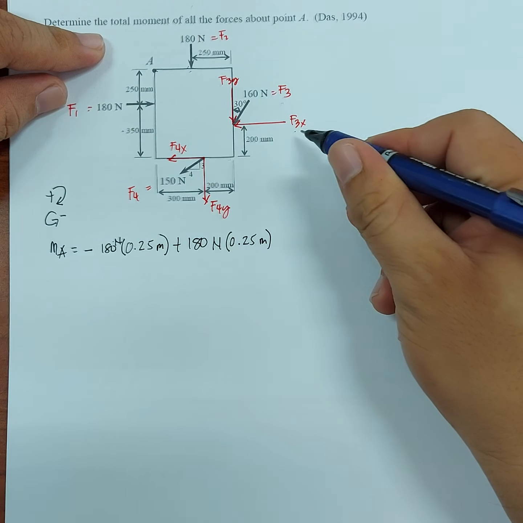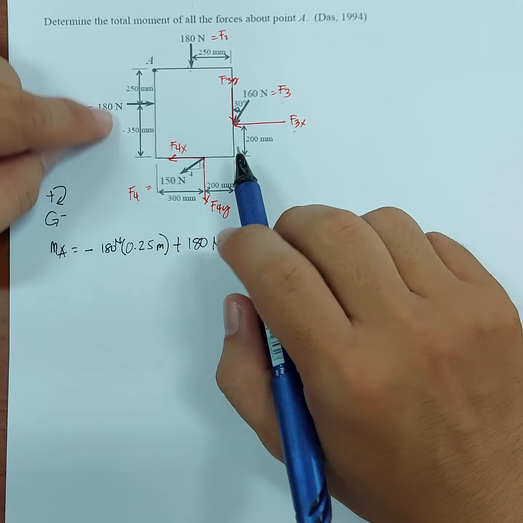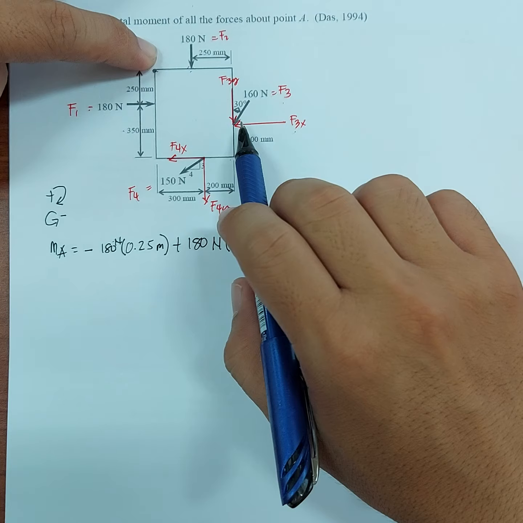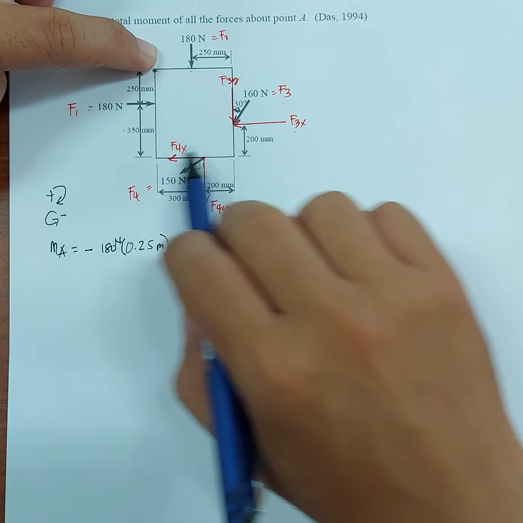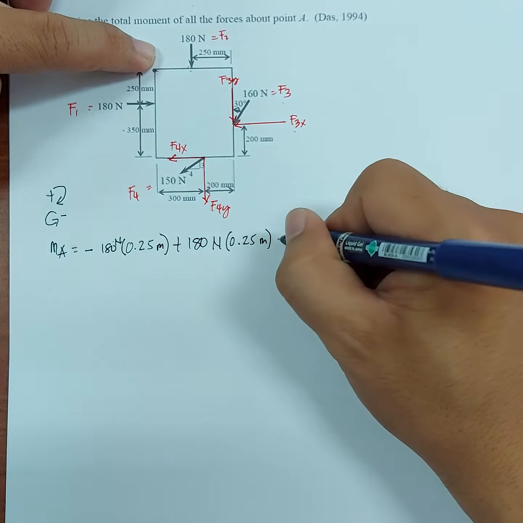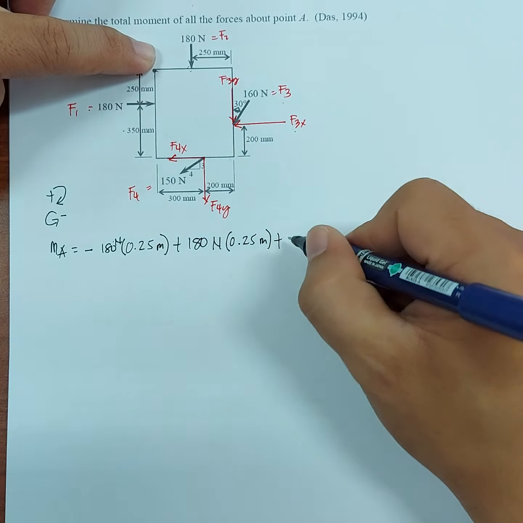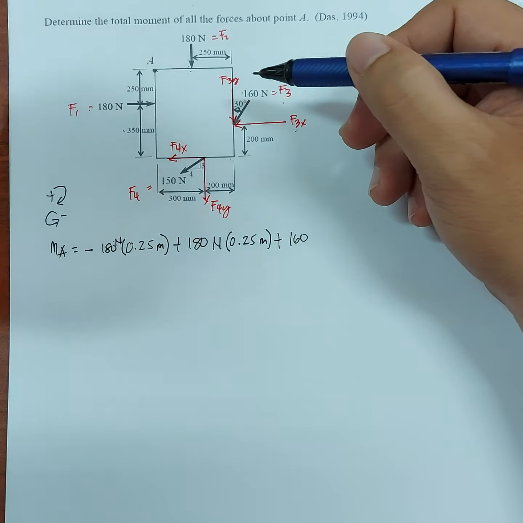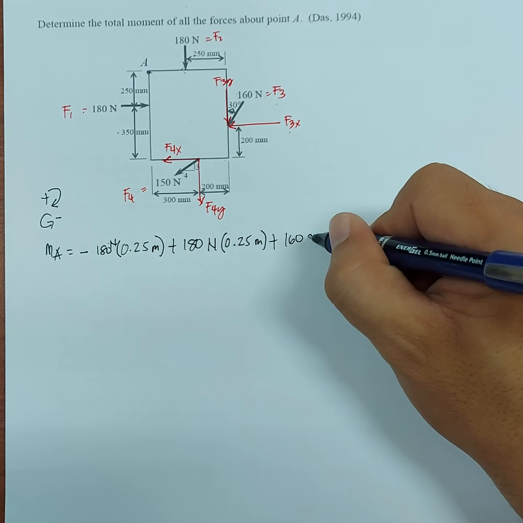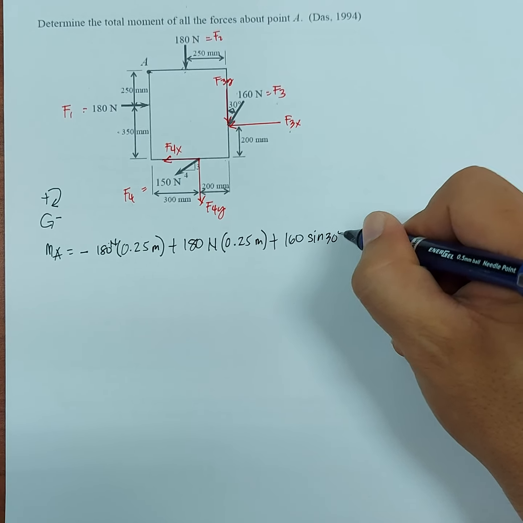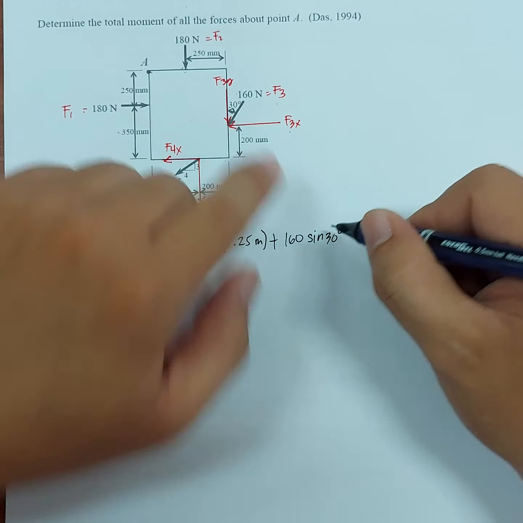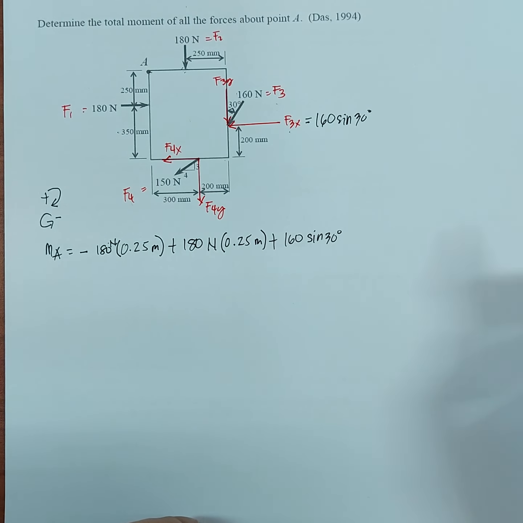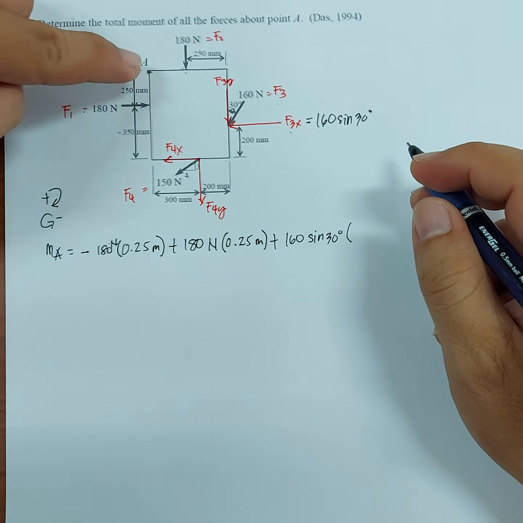So, let's start with F3x. F3x, ito yung point A, ito yung F3x. It would tend to rotate the figure in a clockwise direction, clockwise manner. So, plus F3x, which is 160, opposite siya na, ito given yung ating angle, so opposite. So, that is sine of 30 degrees. Okay, that's F3x, no? This is 160 sine of 30 degrees times its moment arm about A.